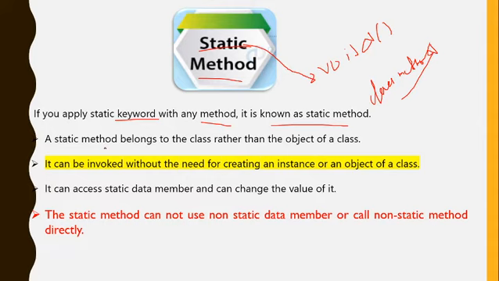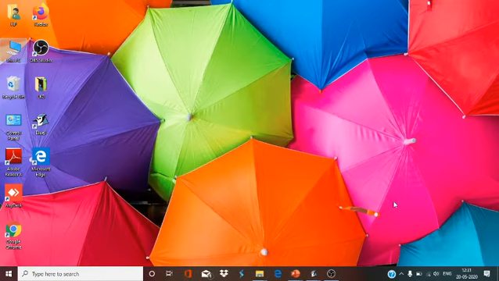A static method belongs to a class rather than an object of a class. It means the static method can be called without creating the object of a class. Other functions can be called only by creating the object, but a static method we can call directly without creating the object of a class. Let's see, I am going to give an example of this.